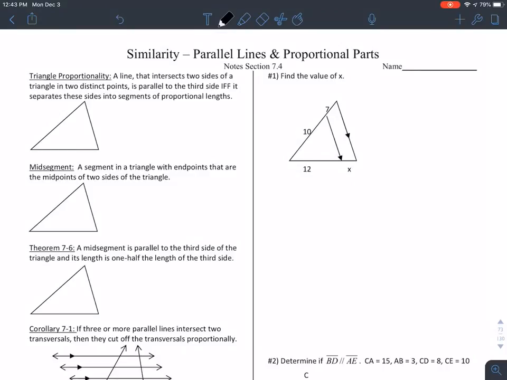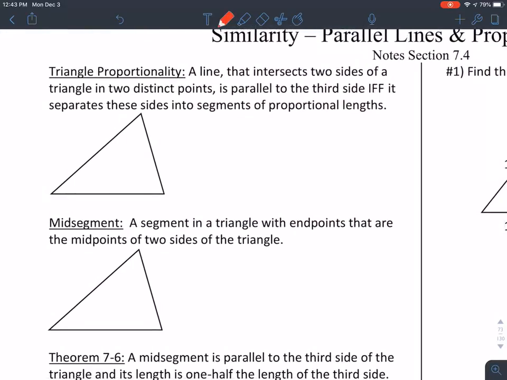This is section 7.4, looking at similarity when there are parallel lines in triangles and looking at proportional parts. Triangle proportionality: a line that intersects two sides of a triangle in distinct points is parallel to the third side if and only if it separates these sides into segments of proportional lengths. Here's what that means.